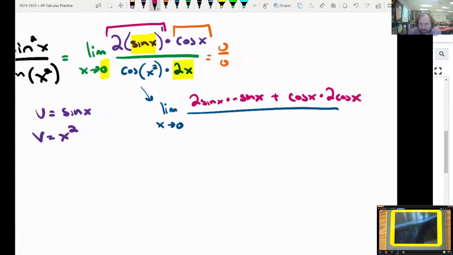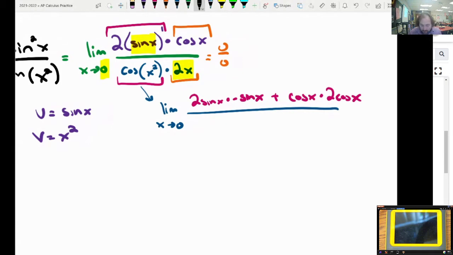So just running through a product rule there. Again, it's the original first times derivative of second plus the original second times derivative of first. We could clean that up, but we're going to plug 0 in for everything, so it's not really worth cleaning up right now. On the bottom, the same kind of thing, we're going to treat the cosine of x squared as the first thing and the 2x as the second thing.